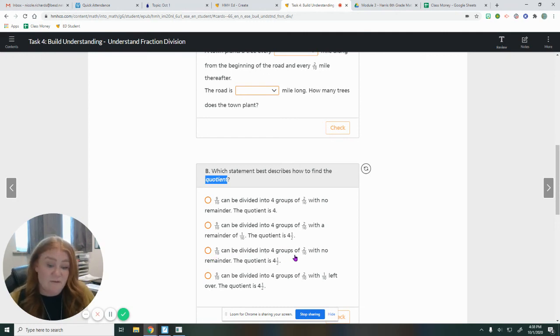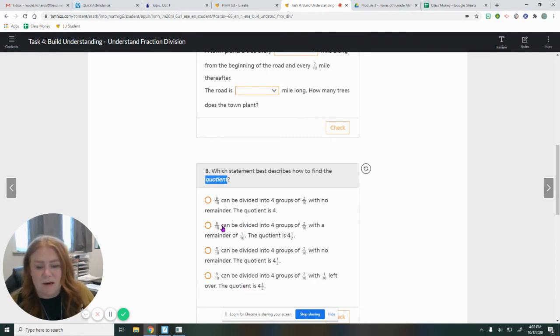9/10 can be divided into 4 groups of 2/10 with no remainder. Well, we know it has a remainder, so that one's not true. 9/10 can be divided into 4 groups of 2/10 with 1/10 left over. The quotient is 4.5. So we have 2 answers here that are giving us 4 groups of 2/10 with 1/10 left over. The answer to a division problem, the quotient is 4.5.